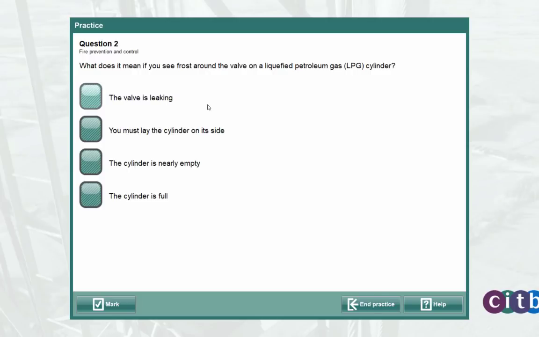What does it mean if you see frost around the valve on a liquefied petroleum gas (LPG) cylinder? The valve is leaking. You must lay the cylinder on its side. The cylinder is nearly empty. The cylinder is full.